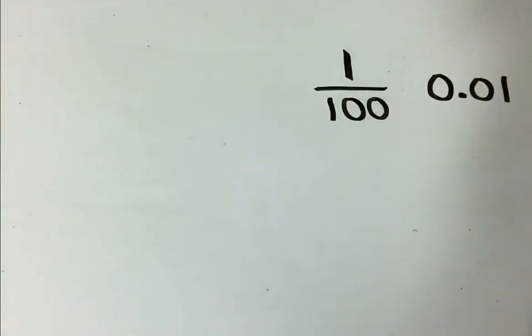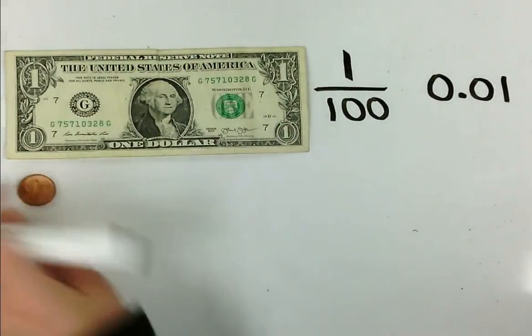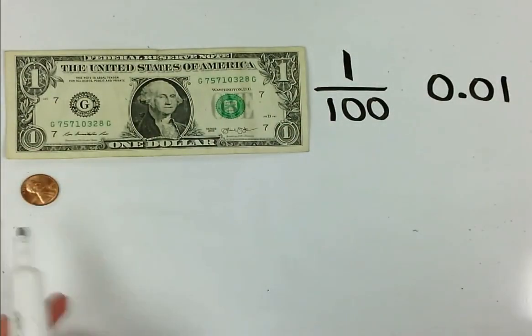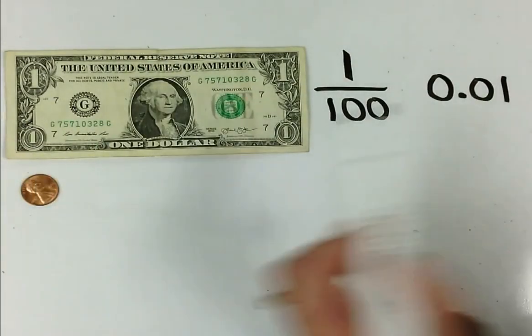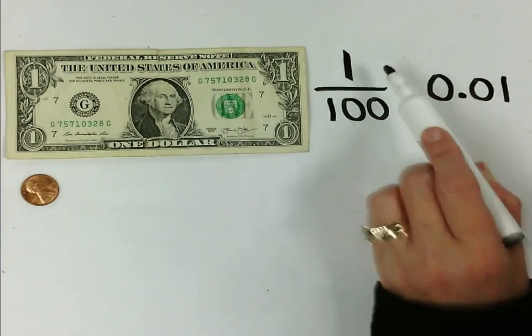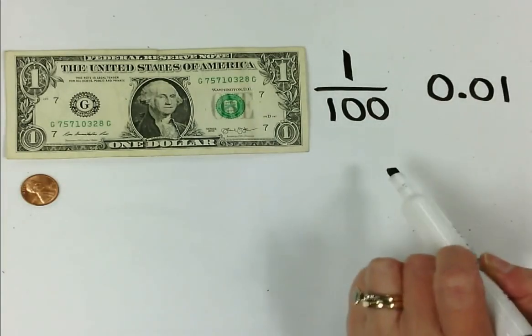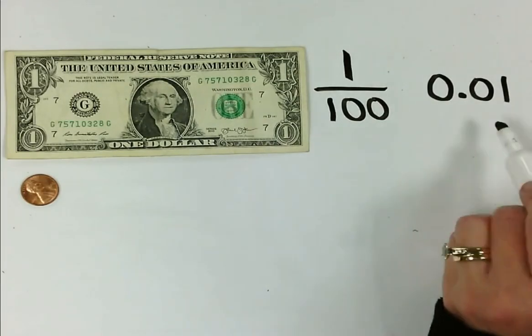You could also take the dollar, do the same thing. How many pennies does it take to make one whole? It takes 100 pennies. So here I have just 1 penny. So I have 1/100th of a dollar, or represented as a decimal, 1/100th of a dollar.